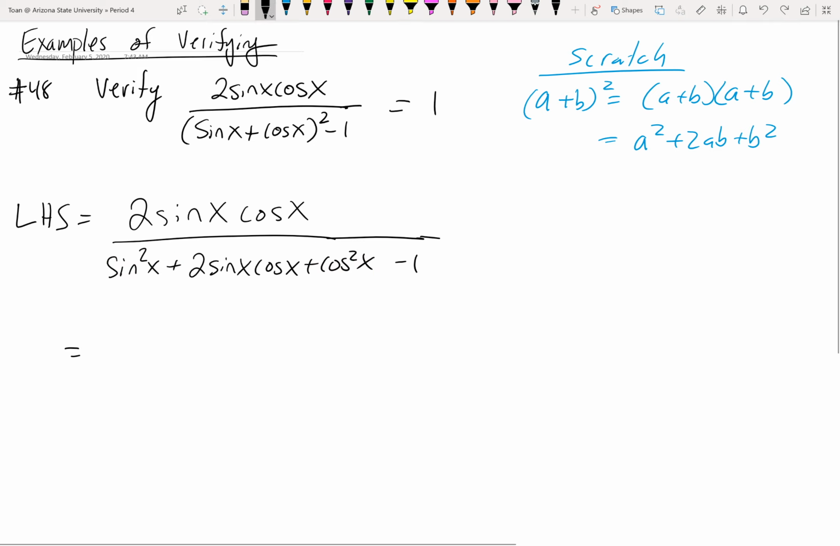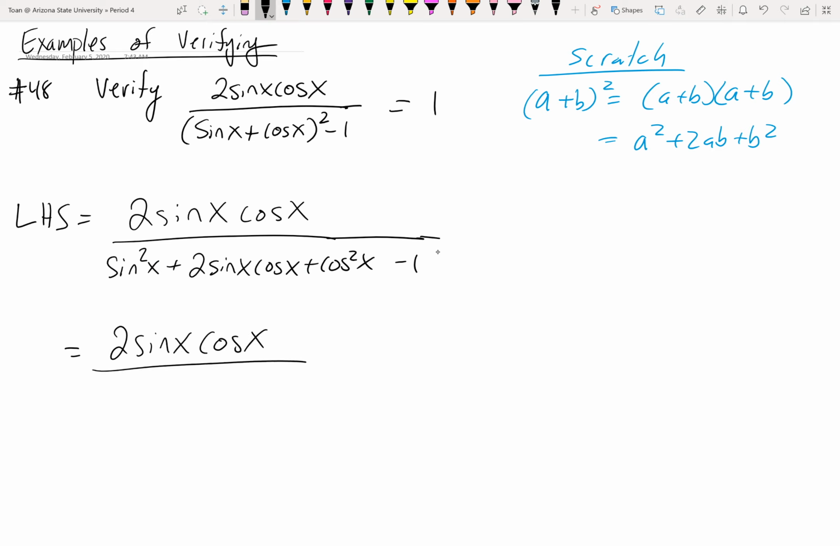So we have 2 sine x cosine x over 2 sine x cosine x plus 1. So there's the plus 1 here. That's where I got the plus 1. And then you have the minus 1.